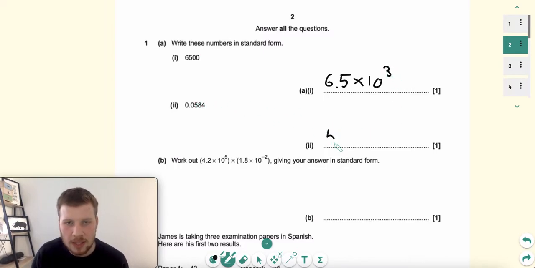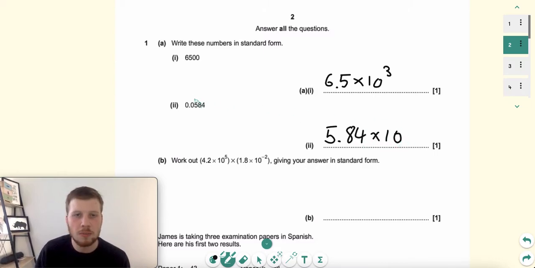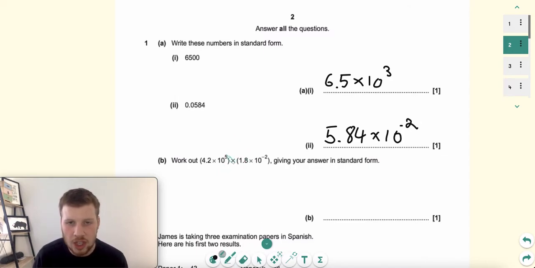The next one, by the same convention, is 5.84, but this time the amount of place values it's moved is back 2, so therefore it's to the negative 2. The next question is just a calculator exercise. So what I would do is I would just type this into my calculator, being very careful. I would have a little check that I know my power is going to be whatever 5 take away 2 is, which is 3. It should be something similar to that.